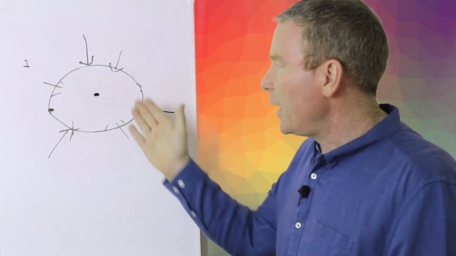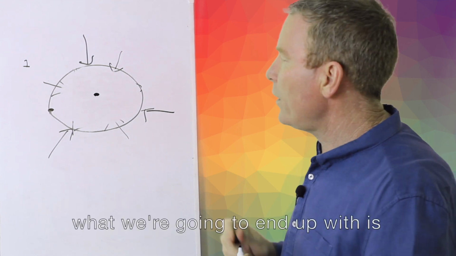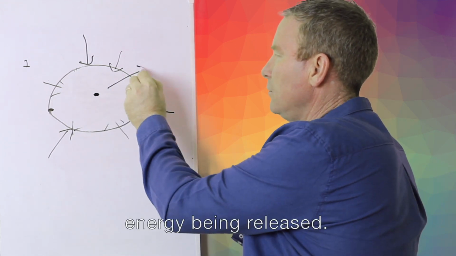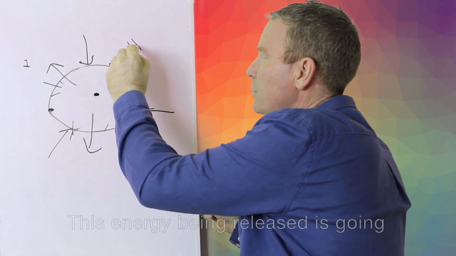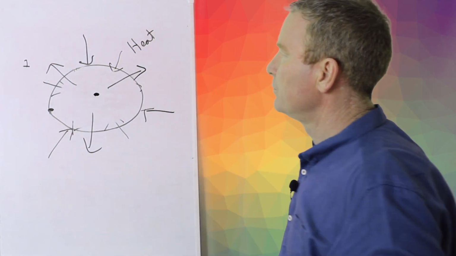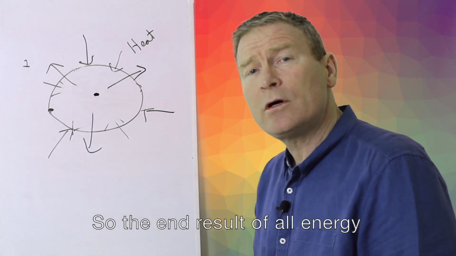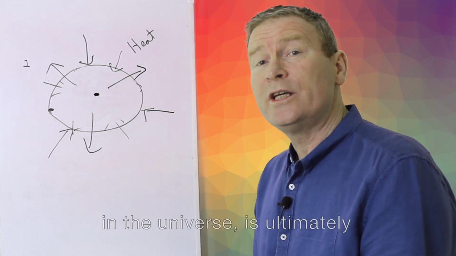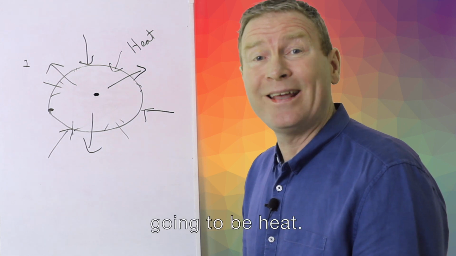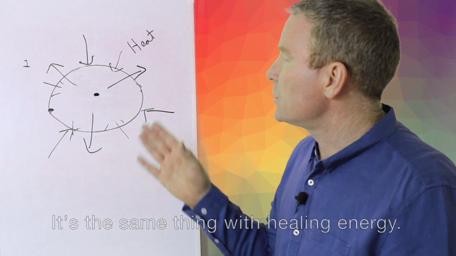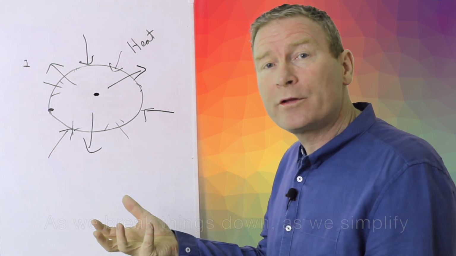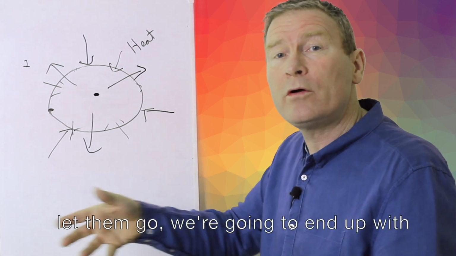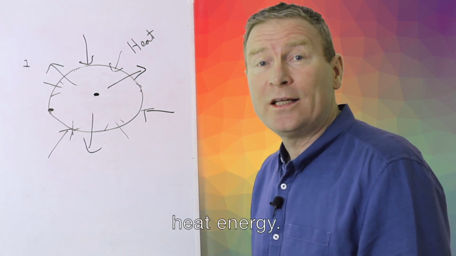As we break these things down and we simplify our process, what we're going to end up with is energy being released. And this energy being released is going to show itself as heat. So the end result of all energy in the universe is ultimately going to be heat, as things are broken down and processed. And it's the same thing with healing energy. As we break things down, as we simplify things and we process them and we let them go, we're going to end up with heat energy.